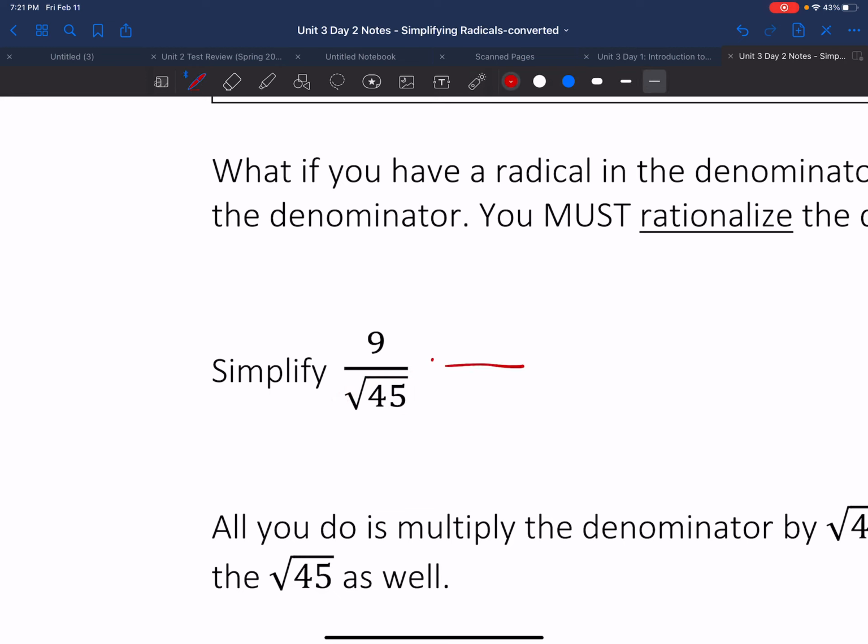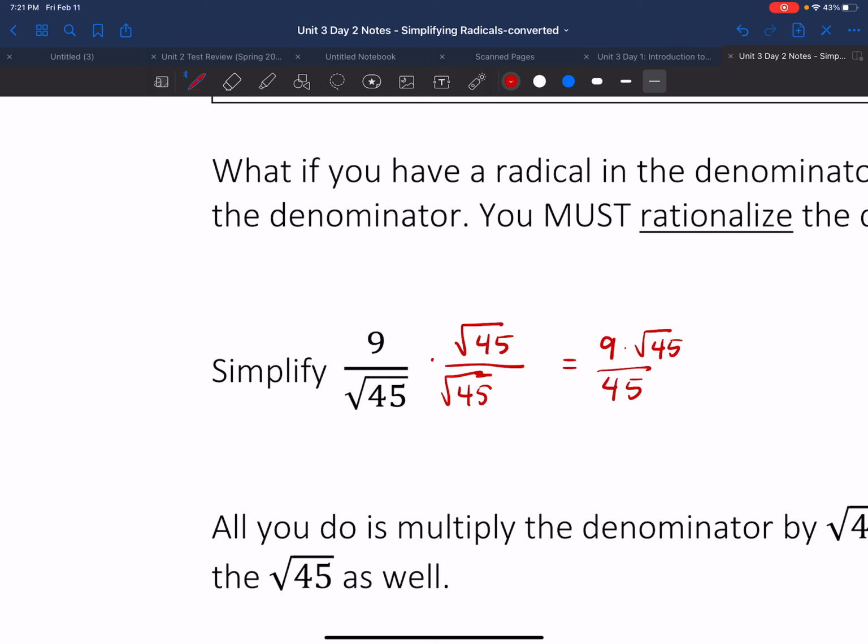So we take a look at the square root of 45 over here. All I got to do is multiply that by the same number, the square root of 45 times the square root of 45. That's just going to give me 45 in the bottom. And then whatever you do on the bottom, you got to do on the top as well. So I got to multiply that by the square root of 45 as well. So what am I left with? 9 times the square root of 45.